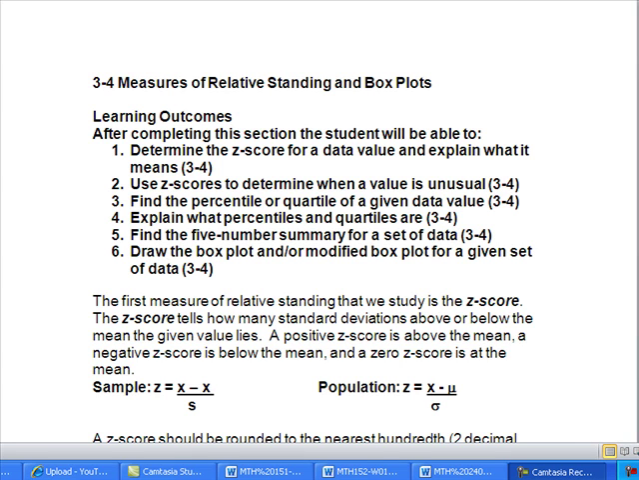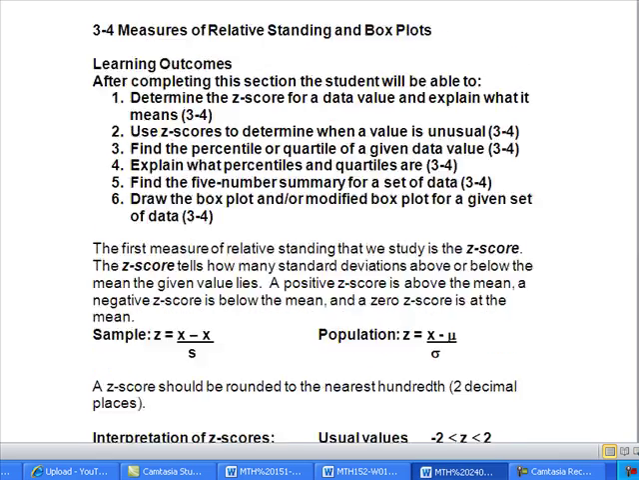Actually, explain, not find. Find the 5-number summary for a set of data. Draw the box plot and/or modify a box plot for a given set of data.